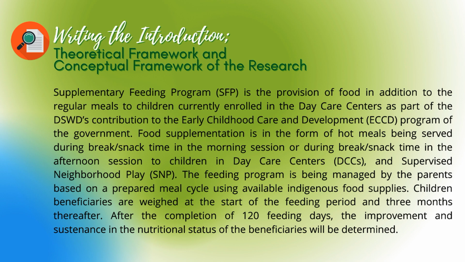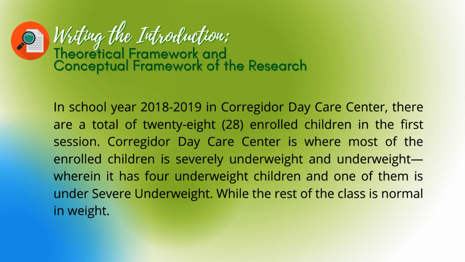After the completion of 120 feeding days, the improvement in sustenance and the nutritional status of the beneficiaries will be determined. In school year 2018 to 2019 in Corregidor Day Care Center, there are a total of 28 enrolled children in the first session. Corregidor Day Care Center is where most of the enrolled children are severely underweight, wherein it has 4 underweight children and 1 of them is severely underweight, while the rest of the class is normal in weight.